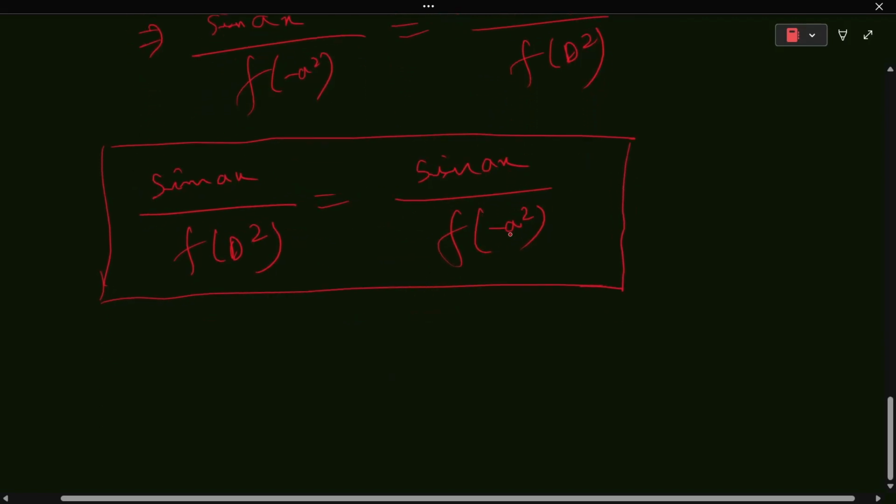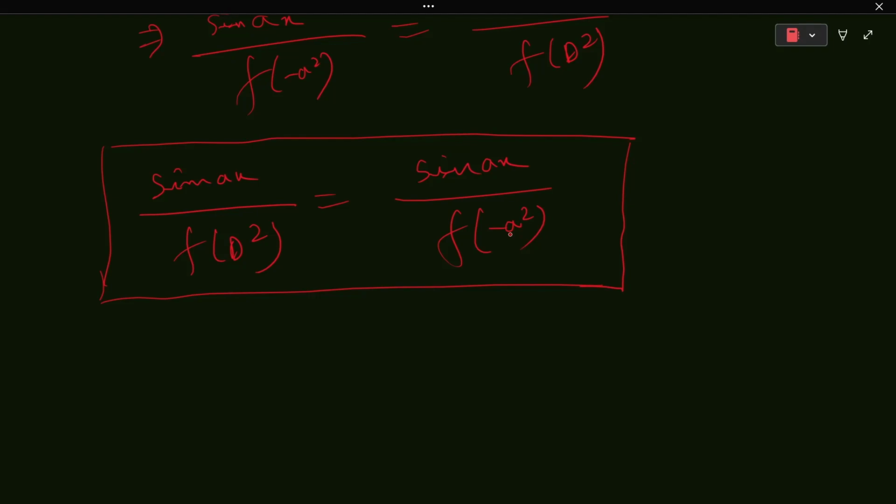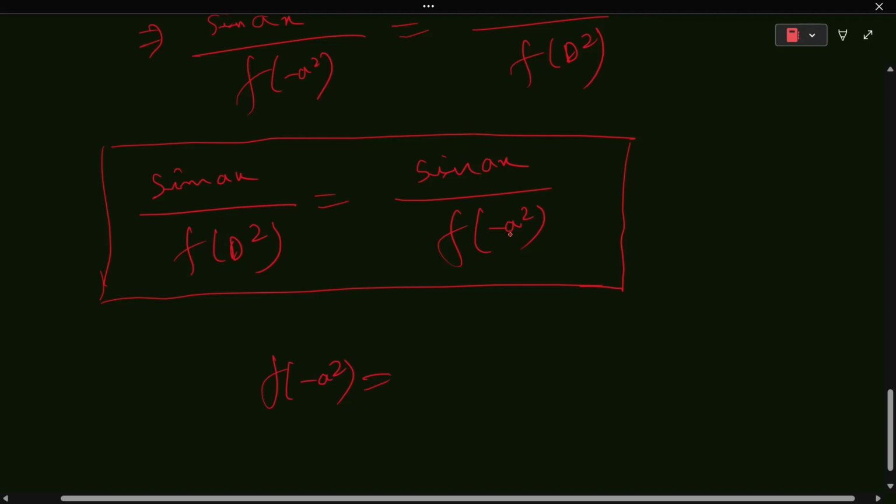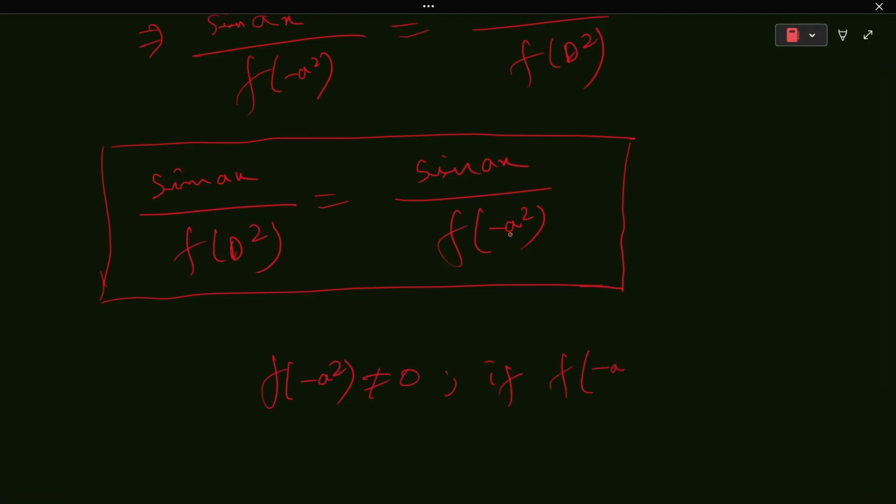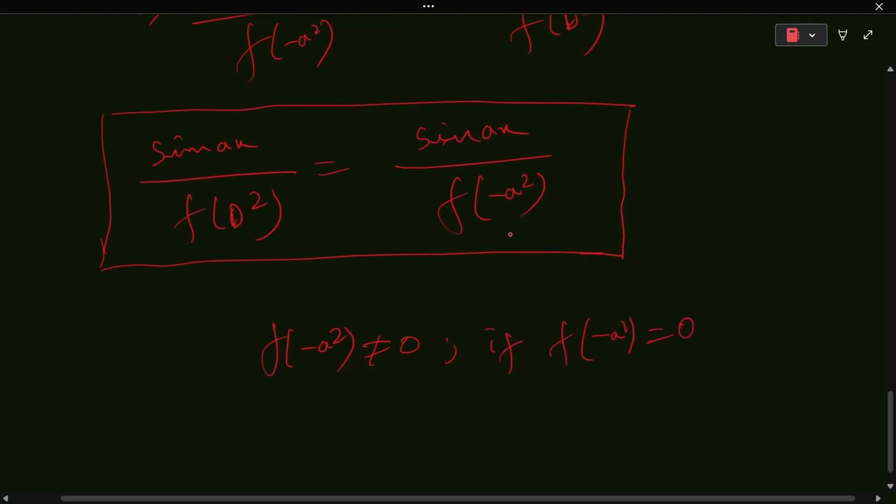Now, if you followed the previous session on the exponential part, we also mentioned that when f of a is equal to 0, the method fails. The same thing is happening here. Sin(ax) by f of D squared is equal to sin(ax) by f of minus a squared if and only if f of minus a squared is not equal to 0. Now, if f of minus a squared is equal to 0, then what do we have?